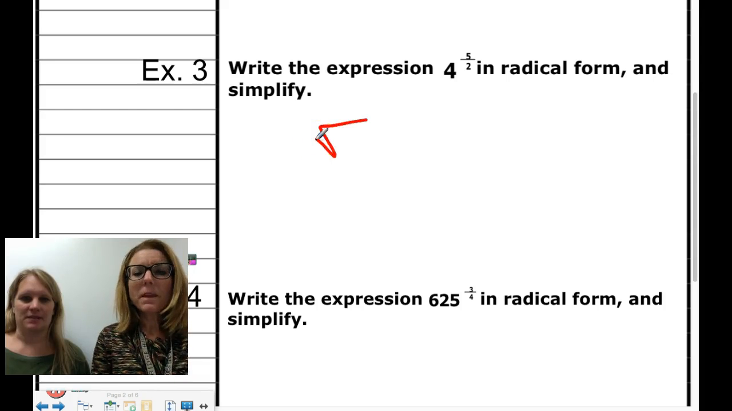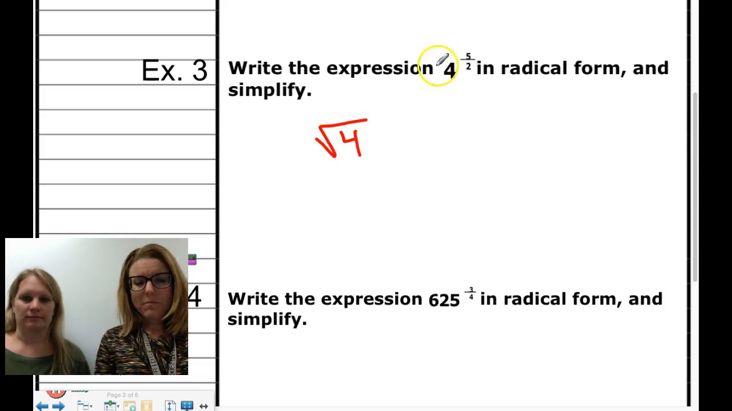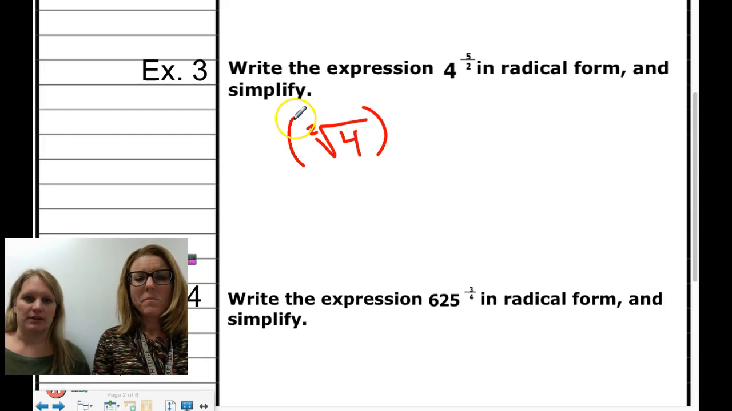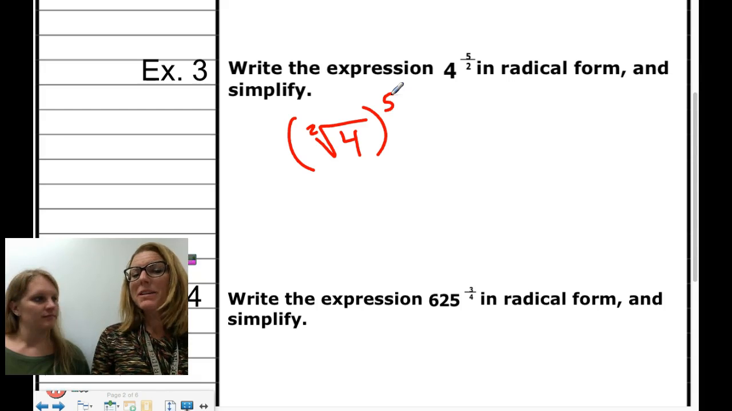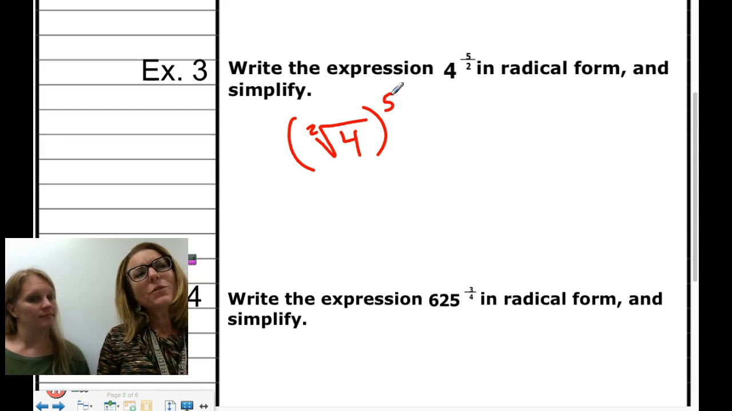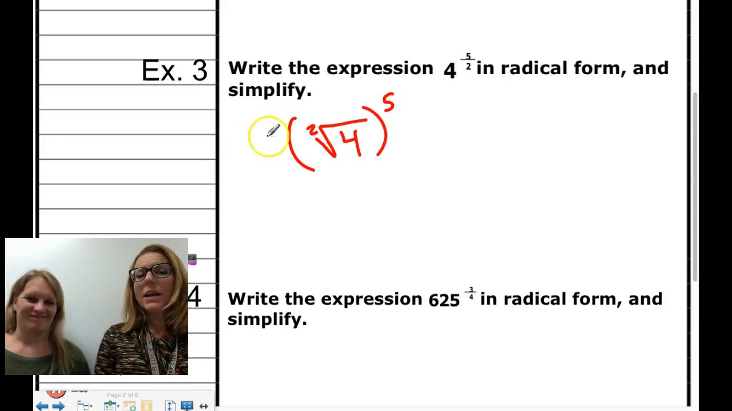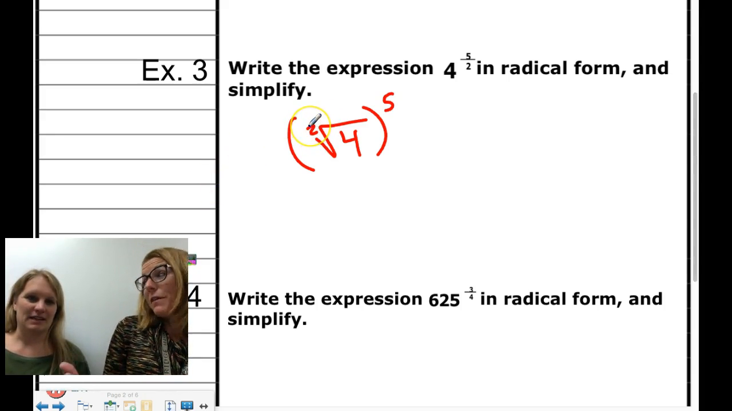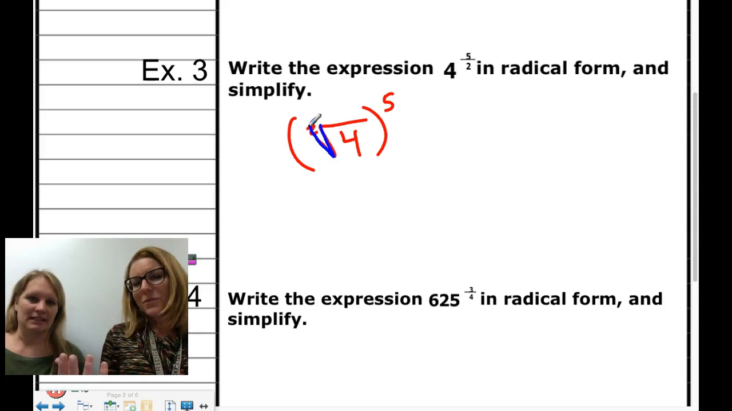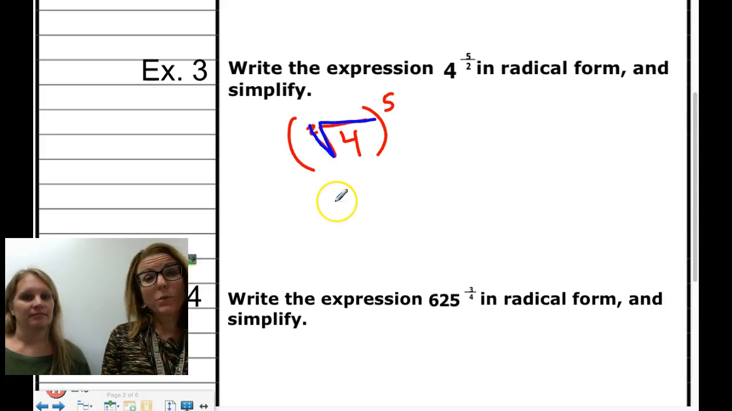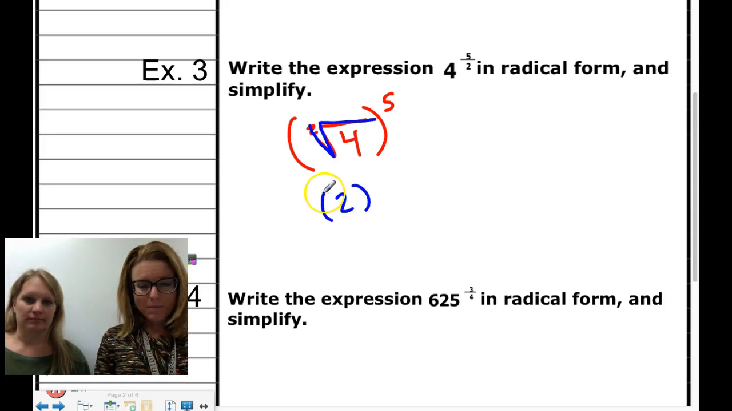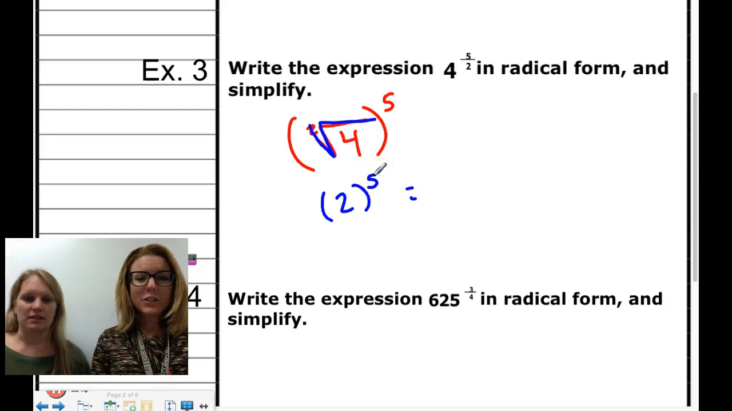So underneath the radical is our 4. Our denominator goes here. And we put this all in parentheses to the 5th. One thing I want to mention, and I don't know if I mentioned it last lesson or not, is the 2. We wrote it, and I think that's great, but you don't have to, because that's what square root means. It's okay if we want to write it. So we just have 2, and then to the 5th, which is 32.